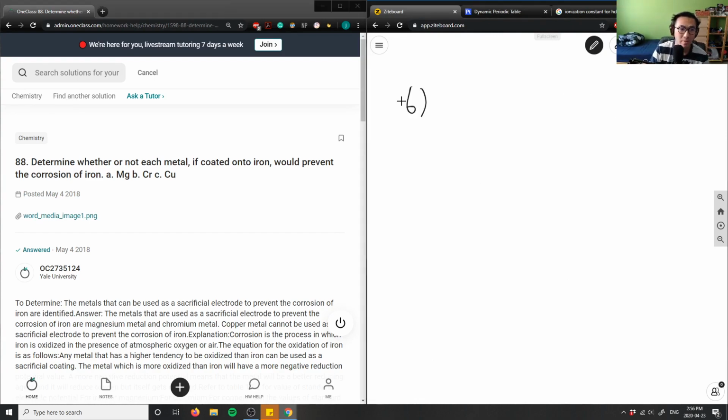It says determine whether or not each metal, if coated onto iron, would prevent the corrosion of iron. I believe I've done this question before, or I've seen this as well. Cu, if coated on iron, which is Fe, would it prevent the corrosion of iron? If I coat magnesium onto iron, would it corrode? If I coat chromium onto iron, would it corrode? And if I coat copper onto iron, would it corrode?